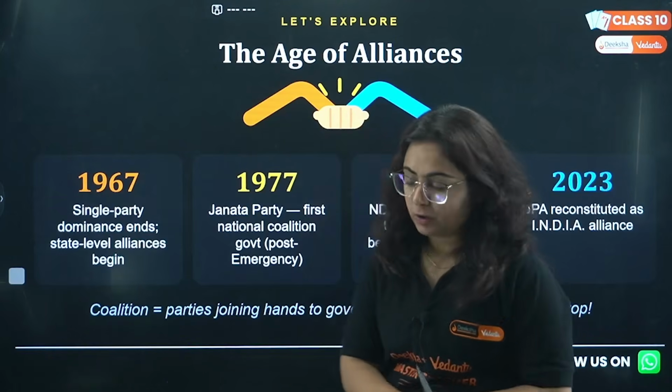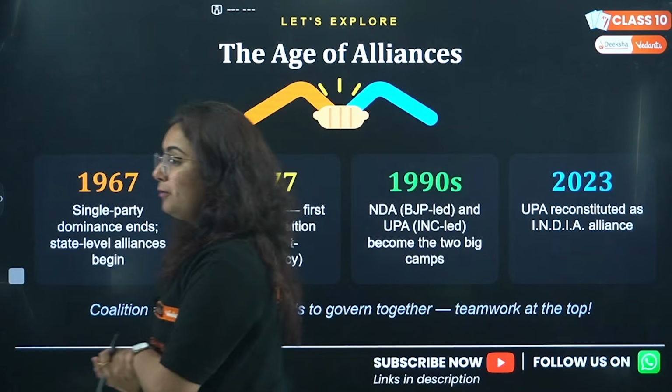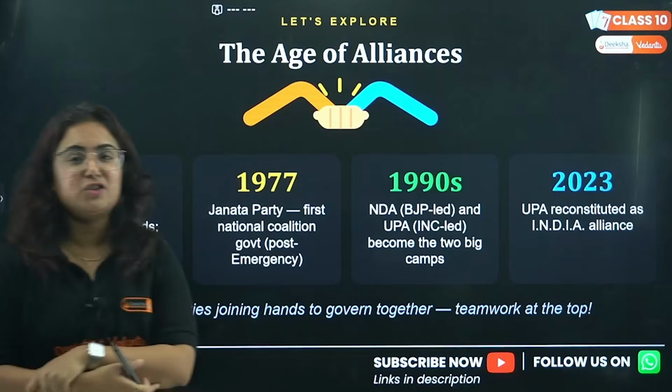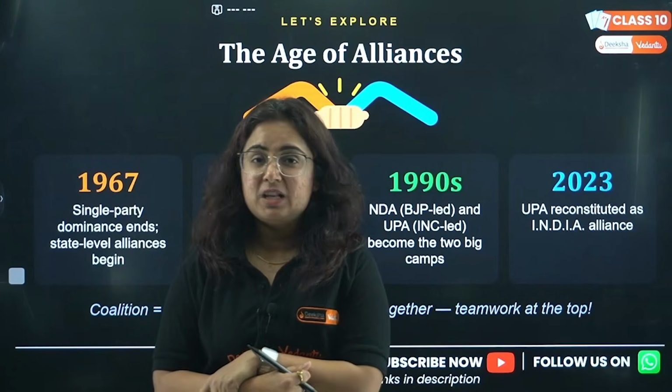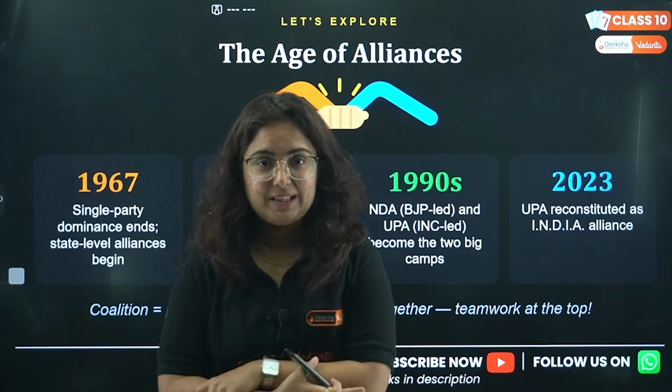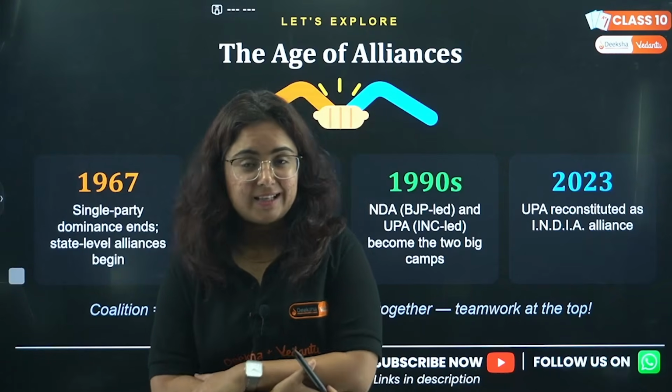Okay, chalo. We are going to talk about one of the most important aspects of elections in modern democracies, and that is alliance. That is coalition government, Gathbandhan Sarkar in Hindi.